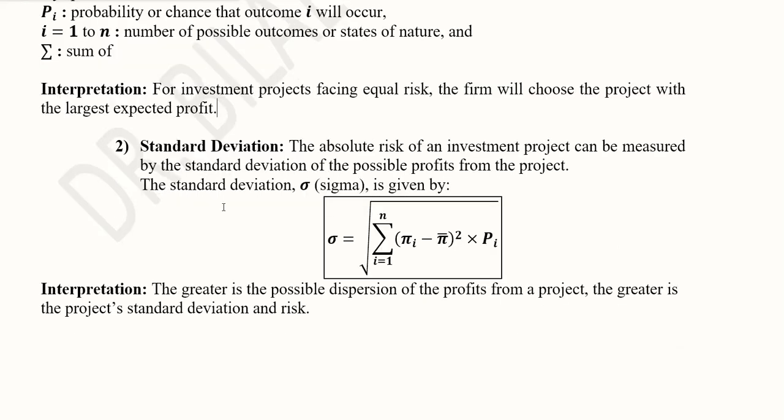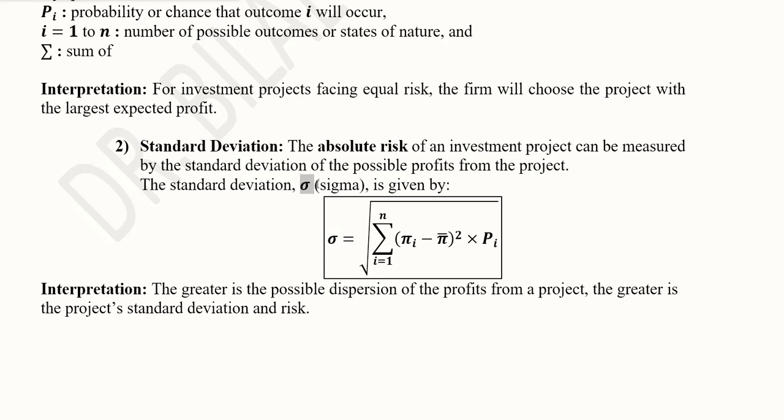We will see this in a numerical example as well. Now the other measure is the standard deviation, and we all know that it's a very famous and basic tool in statistics. It is basically used to assess the absolute risk of any project. What we can do is simply calculate the standard deviation, and that will be easy for us to do, because the standard deviation is actually the square root of sigma, that is the variance.